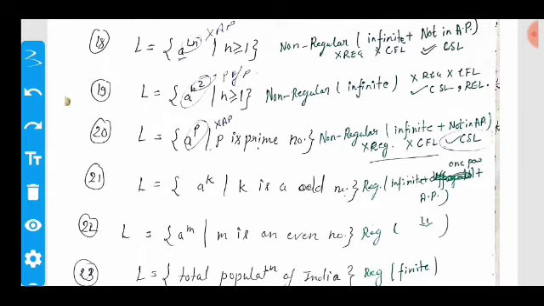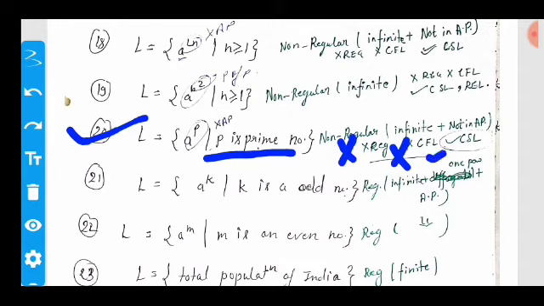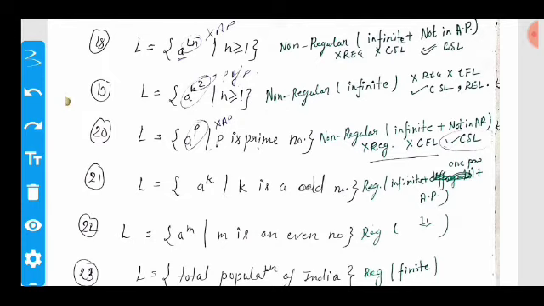L equal to a to the power of p, such that p is prime. According to what I checked in the previous lecture 7, a prime number language is not regular and not CFL, because prime numbers do not follow the AP, meaning arithmetic progression. So we say that this is not regular and not CFL, but it is CSL, meaning it is accepted by the CSL language, because a linear bounded automaton accepts this language.